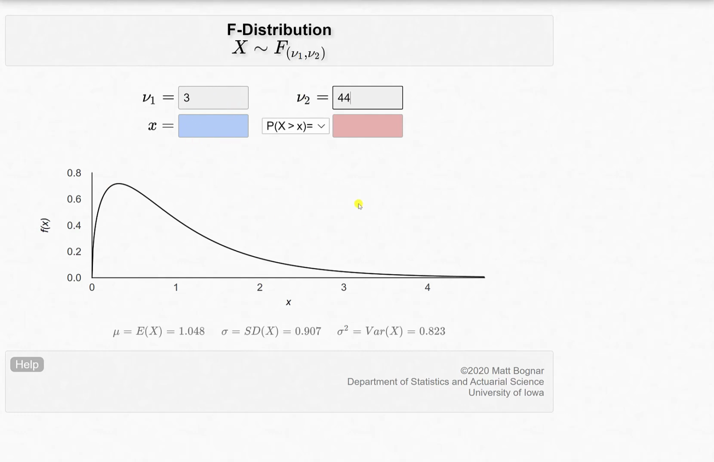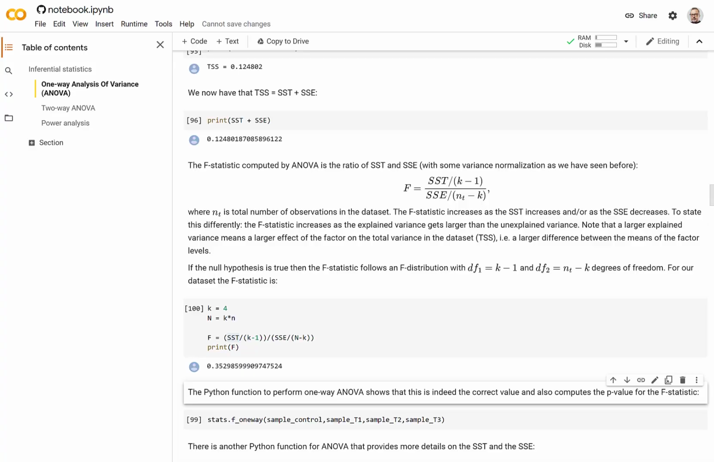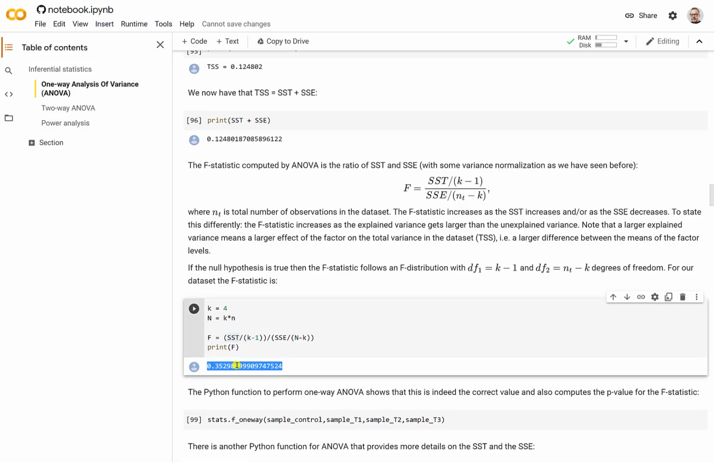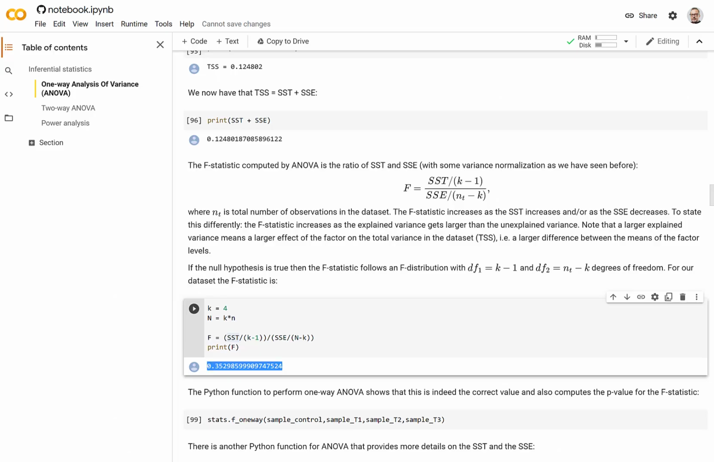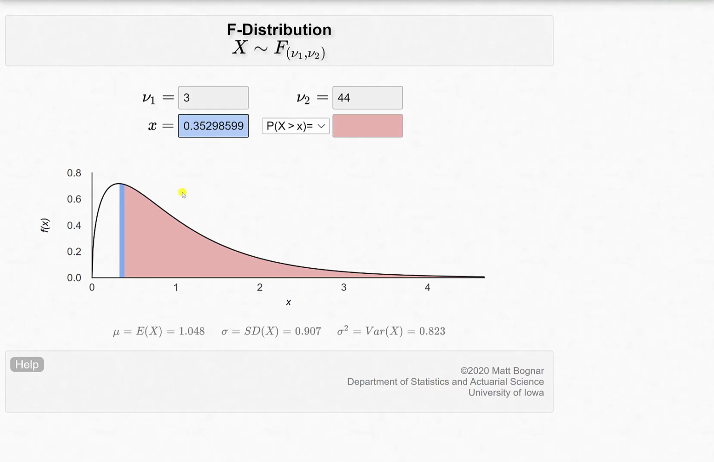Here we have to specify our F statistic, so let's do that. So that would be this value here. Okay, let's copy that, put that in here. Okay, and then what we see here is this value plotted somewhere here. So again, we had about 0.35, so that would be here. Okay, and so now the probability of observing this value or a more extreme value is shown by the orange or the pink area that you can see here, right?